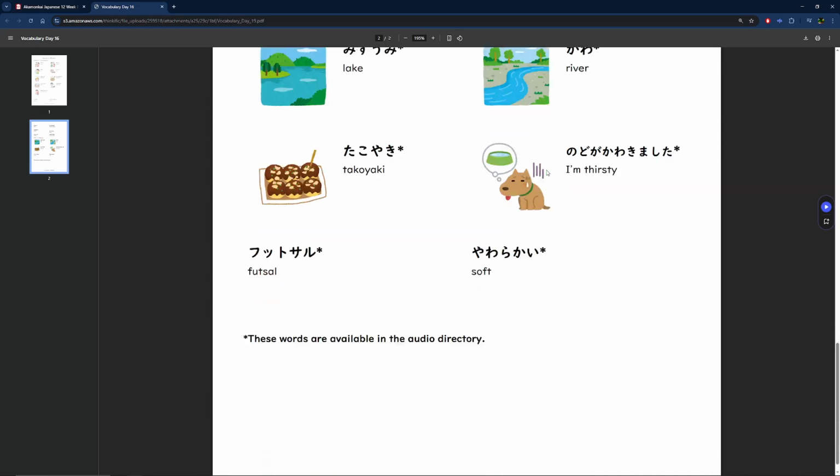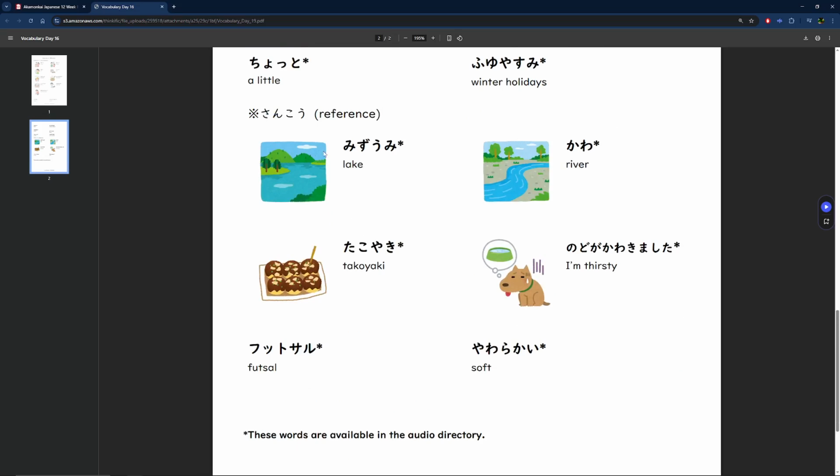And then we're in our reference sheet. This is the end of it. A lake. Mizuumi? Like a water sea, if you would. Yeah. Okay. River, kawa. I've seen that. Takoyaki, octopus balls. I mean, they get them nice and fried for us. Mm-hmm. And this is another Okinawa staple.